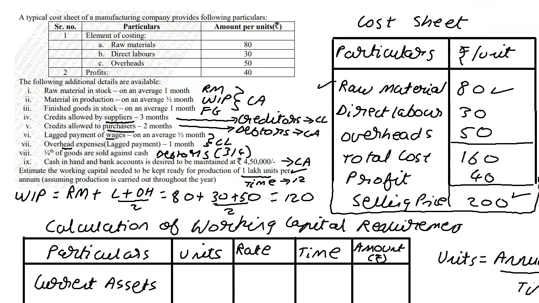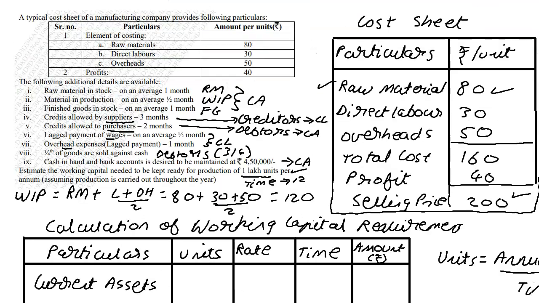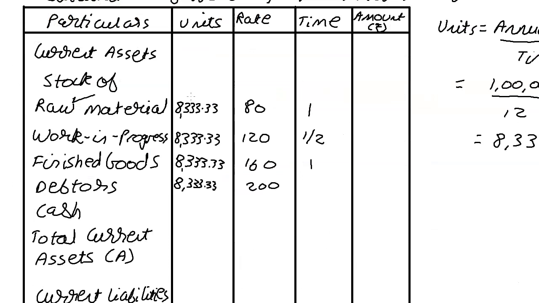And now it's about time. Okay, so remember, this is raw material, work in progress, finished good. We've already mapped it. 1 month, half month, 1 month. Okay, I'm going back upstairs. Credit allowed by suppliers. These are our creditors. Debtors is 2 months. Creditors is 3 months. I'm going to fill that up first.